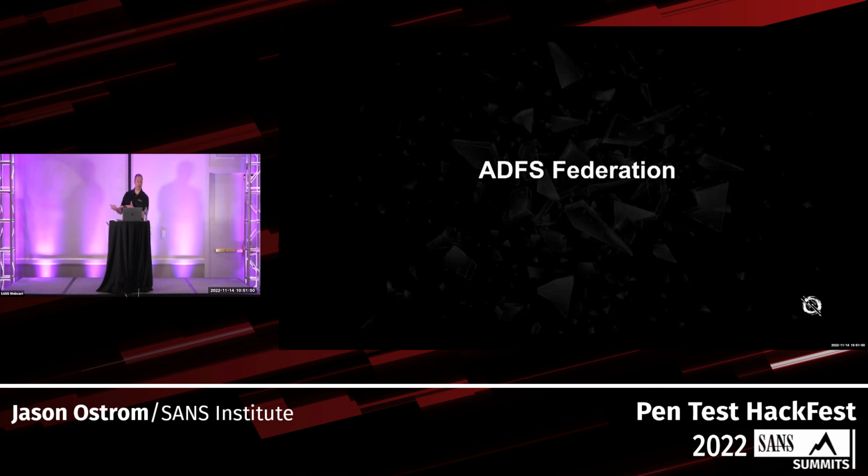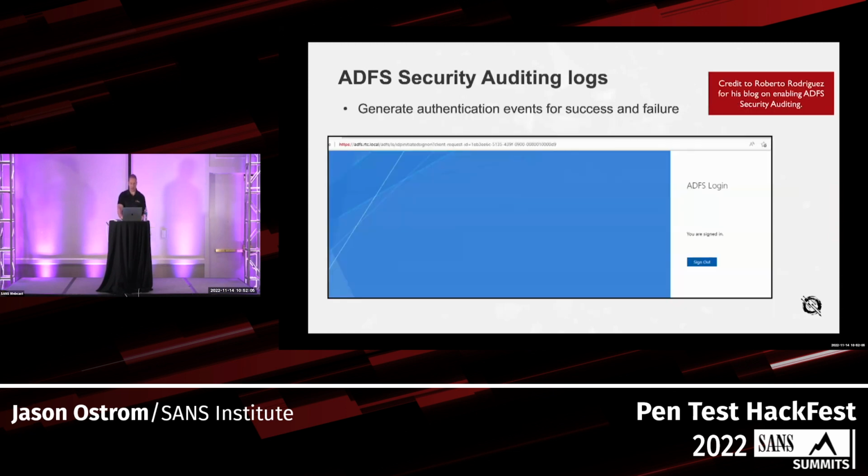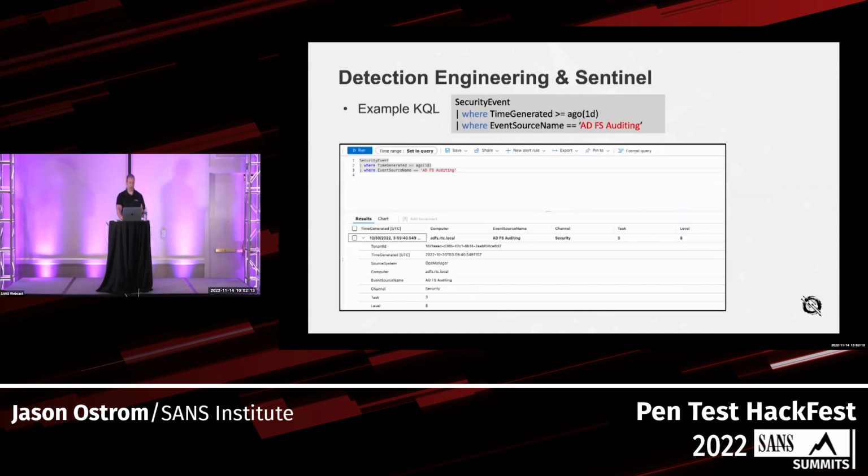And the final two generators are Federation Lab. It creates a hybrid identity federation lab. It'll create a domain controller, it'll create an ADFS server, and it'll join that, and then you can use that to do simulations. And then it creates a Sentinel, and it ships logs from ADFS into Sentinel with the security audit logs, best practices enabled.